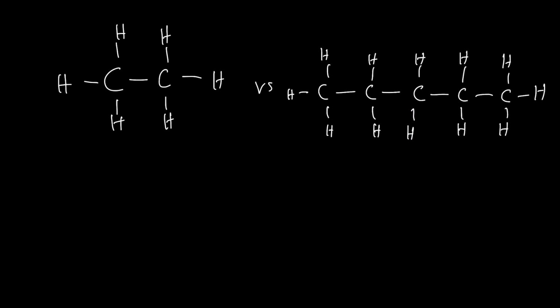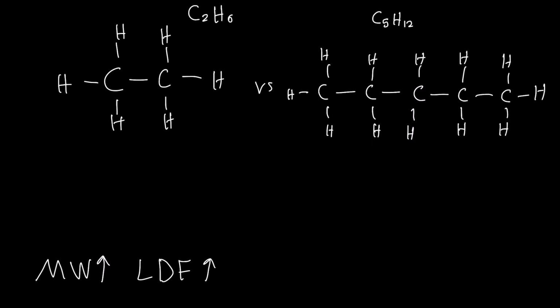The answer is that the pentane is going to have the higher boiling point. The reason is because there are more carbon and hydrogen atoms. In pentane you have C5H12, but you have C2H6 in ethane. When you have more atoms in a compound, the molecular weight is going to go up, which means the London dispersion forces are going to also increase, which is going to raise the boiling point.